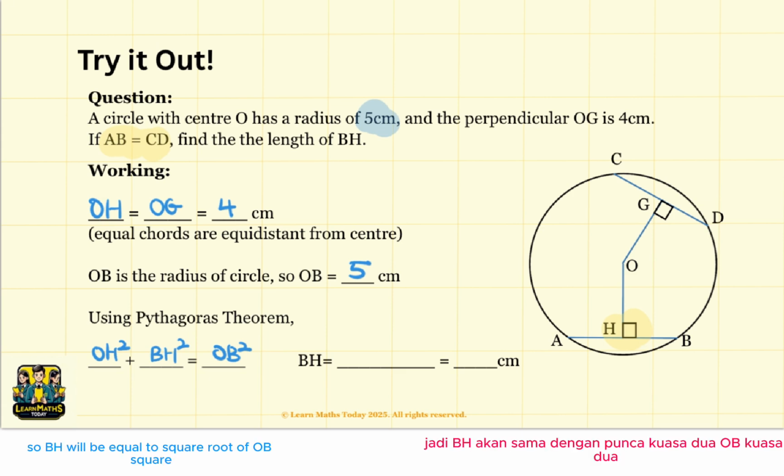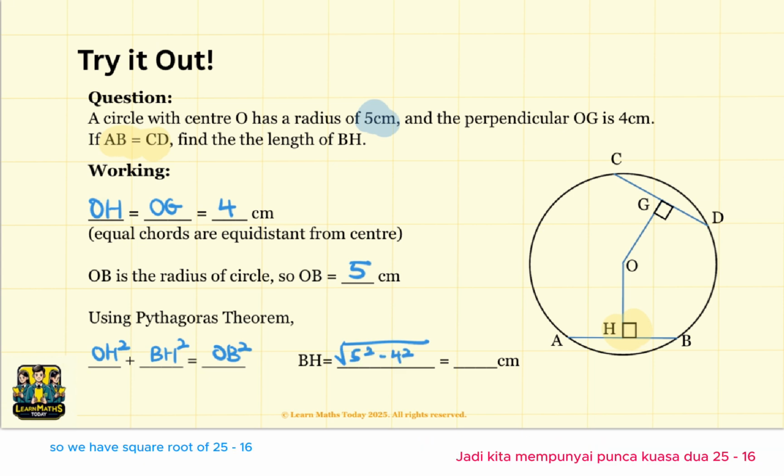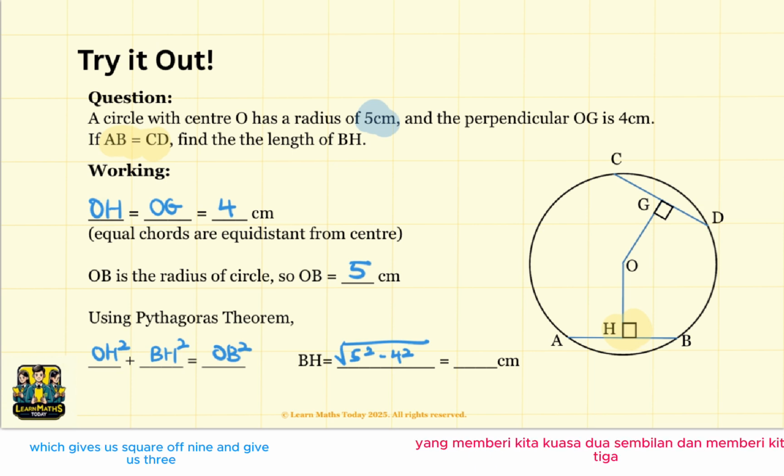So BH will be equal to square root of OB squared minus OH squared, which will be 5 squared minus 4 squared. So we have square root of 25 minus 16, which gives us square root of 9, and gives us 3.